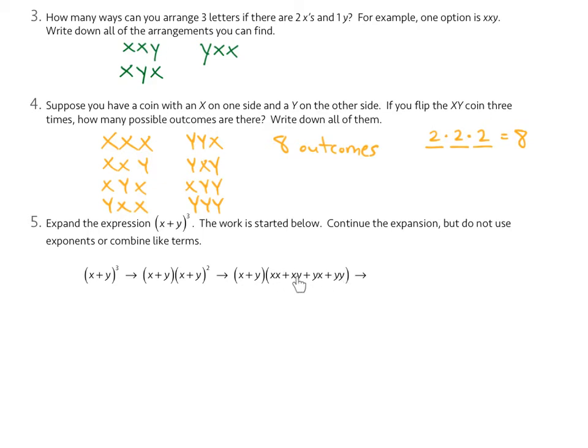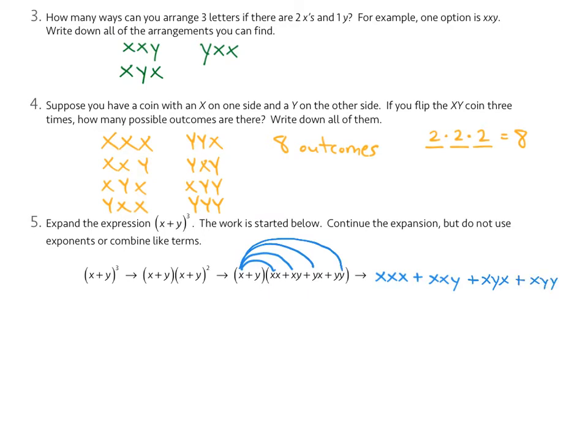X can be multiplied by each of these 4, and y can be multiplied by each of these 4. I'll take one at a time. Let's first look at the x. If I multiply x by xx, I get x, x, x, 3 x's. X multiplied by xy is xxy. X multiplied by yx is xyx. And finally, x multiplied by yy is xyy.